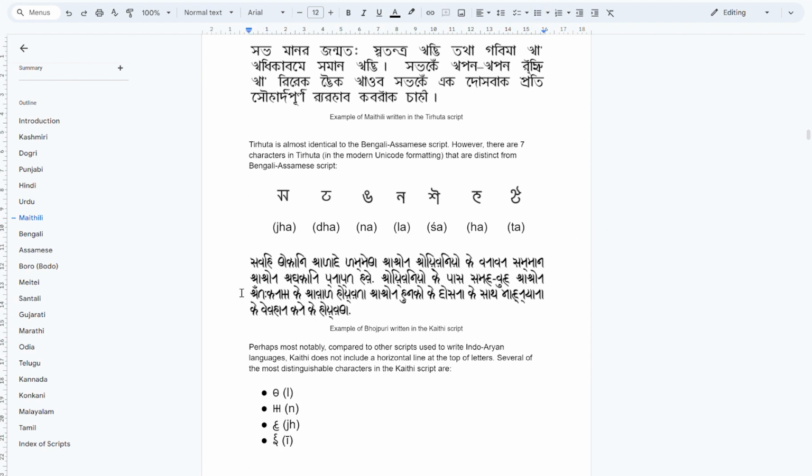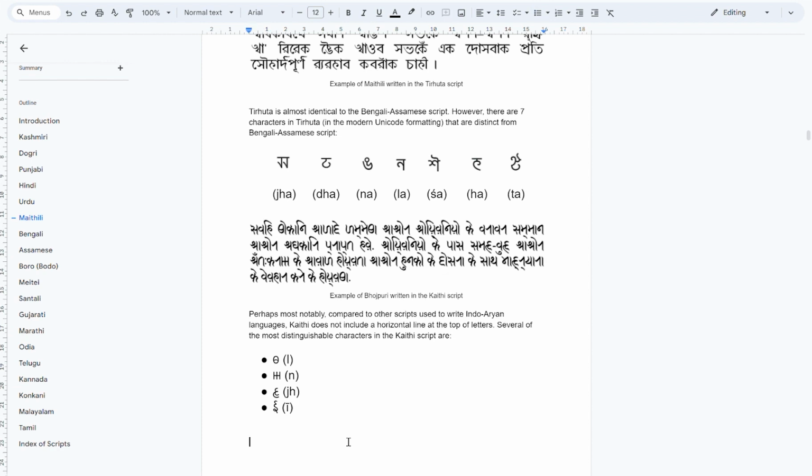Then you have the Kaithi script, which doesn't feature a horizontal line, and it's got a number of distinct characters. This one that looks like a Greek theta, this one that looks kind of like a grid or a space invader, a couple of other characters as well. That was also used to write Maithili.